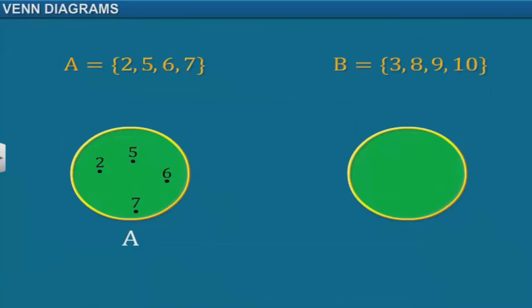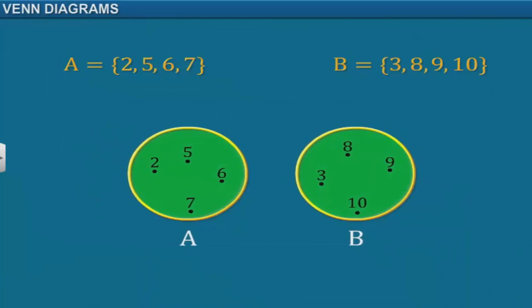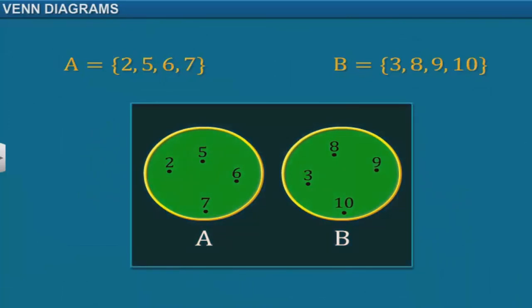The circle representing set B consists of the elements 3, 8, 9, and 10. One of the universal sets of these 2 sets is the set of natural numbers. So we include these 2 circles in a rectangle that represents the universal set, that is, the set of natural numbers N. Now, the Venn diagram is complete.